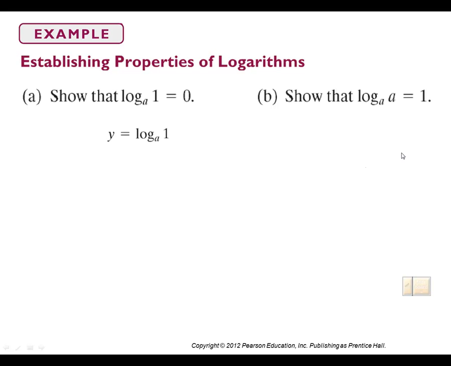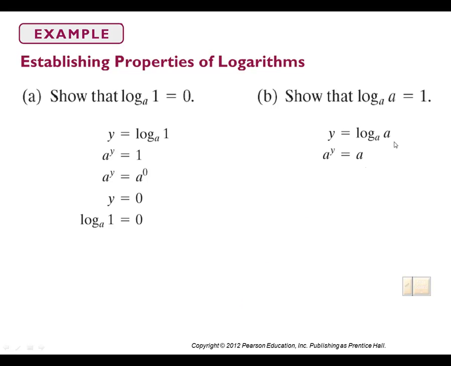So from there, y equals log base a of 1, that's just going to be 0. If we change that to exponential form, we see that a to the y would be 0. Anything to the 0 power is still going to be 1. So therefore y equals 0 when we have log of 1. And that just proves that log of 1 with any base is equal to 0.